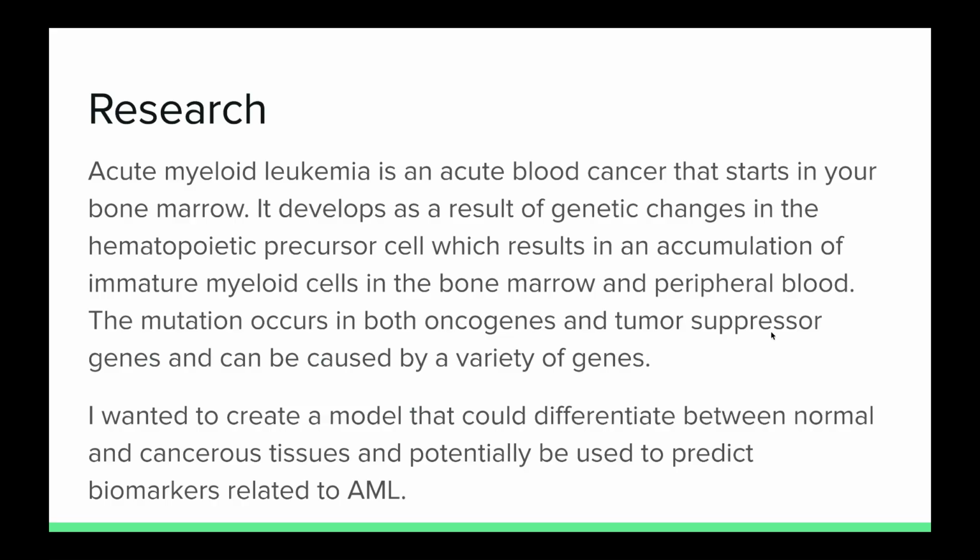So for the research or the background, acute myeloid leukemia is an acute blood cancer that starts in your bone marrow. It develops as a result of genetic changes in the hematopoietic precursor cell, which results in accumulation of immature myeloid cells in the bone marrow and peripheral blood. This mutation occurs in both oncogenes and tumor suppressor genes and can be caused by a variety of genes. I wanted to create a model that could differentiate between normal and cancerous tissues and potentially be used to predict biomarkers related to acute myeloid leukemia, using machine learning techniques. This predictive model could be used to distinguish these types.